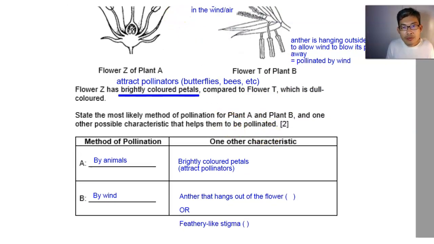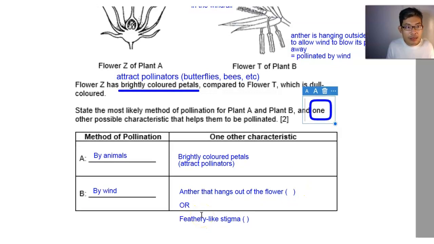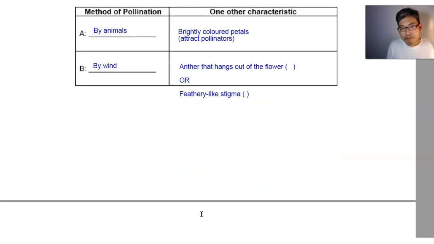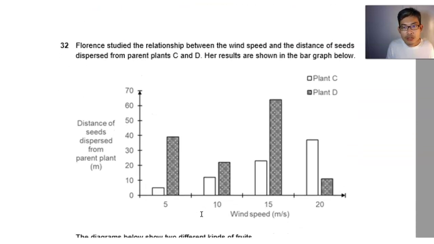And they only ask for one characteristic, right? Just one. So let's not work too hard and write down both. You don't get extra marks for writing extra things. Let's look at the next question.